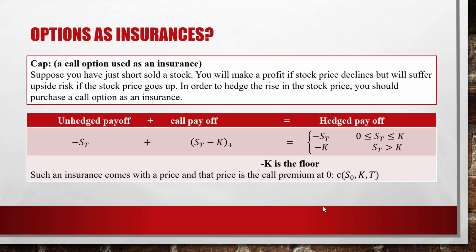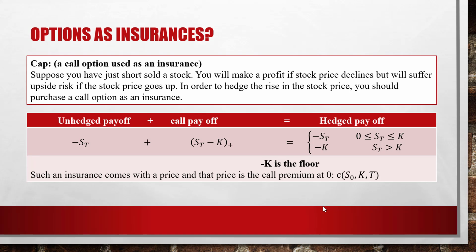Alright, so the unhedged payoff here is minus S_T, because here you sell a stock, so the payoff should come with a negative sign, right? And the call payoff here is (S_T minus K)+, right? So the hedged payoff here is either minus S_T or minus K, depending on whether S_T is between 0 and K or S_T is greater than K.